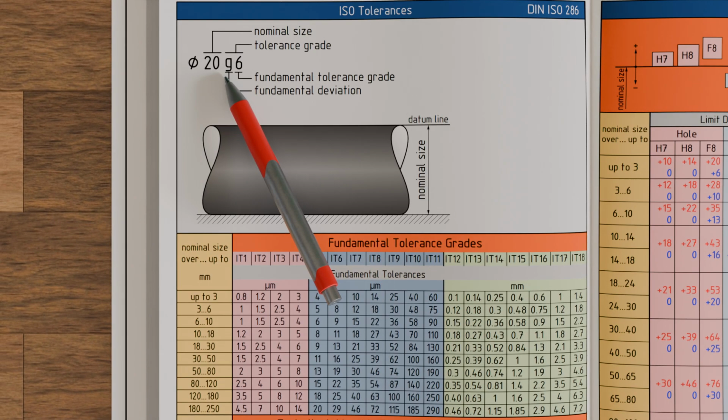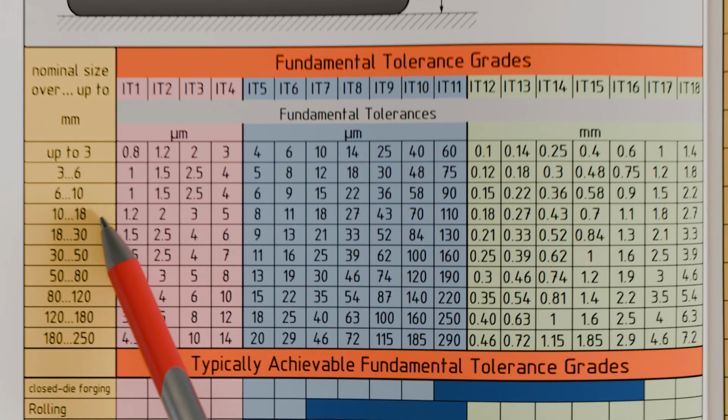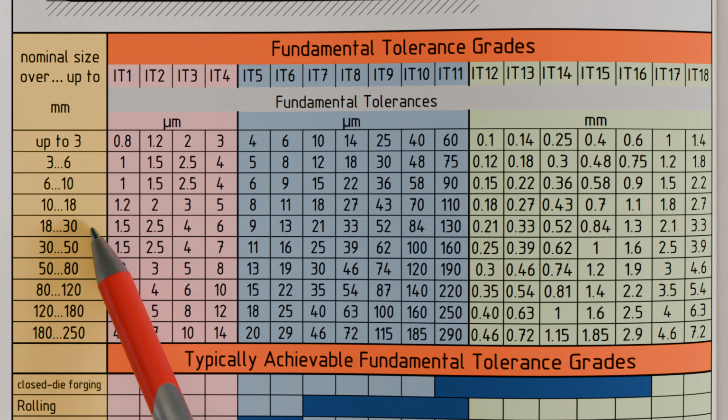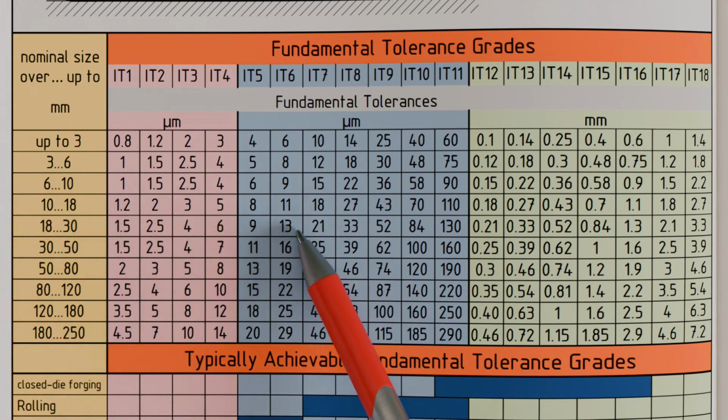Let us consider as an example the previously explained pin with a nominal size of 20 mm, which is to be manufactured with the tolerance grade G6 and later joined with the base plate. First, it must be determined which dimensional tolerance is to be maintained. For this, we look in the table shown in the nominal size range between 18 and 30 mm. Then we move right in this row to the column for tolerance grade IT6. Thus, for our pin, we obtain a fundamental tolerance or required dimensional tolerance of 13 micrometers.